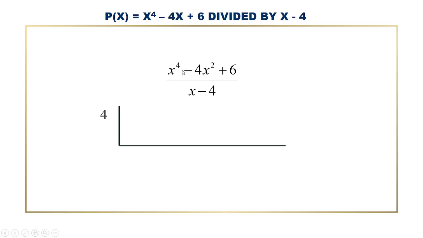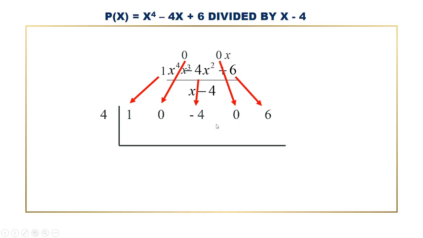And then you see that there are some missing terms. There is no x cubed. There is no x. So we're going to represent them by 0. In short, we now list all the numerical coefficients in a row. So we have 1, 0 for x cubed, negative 4, 0 for x, and then 6. Remember, the original number of terms is only 3, but in the synthetic division, it becomes 5 because of the representation for the missing terms.